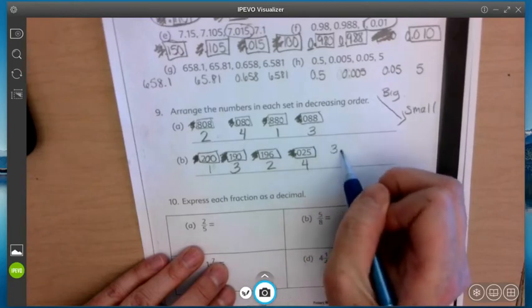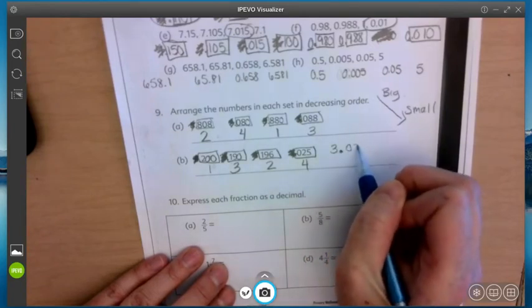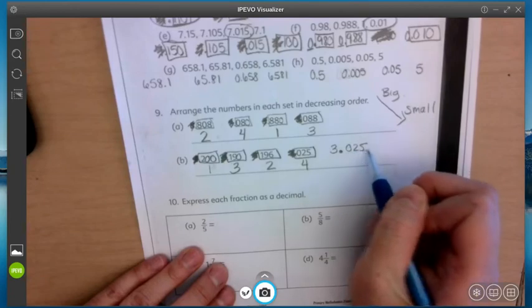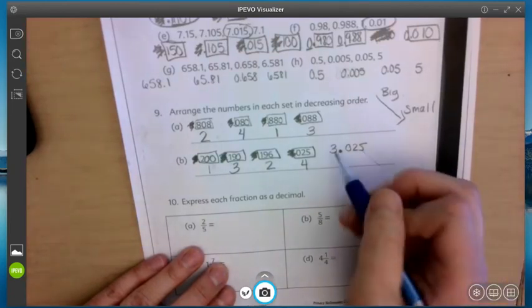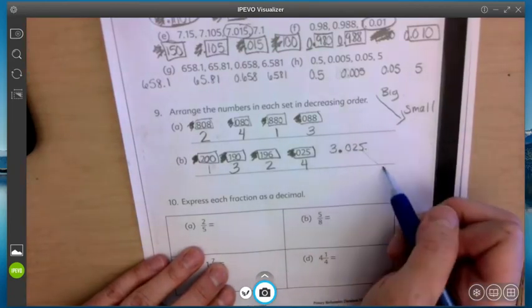Remember, it's 3 and then you say the number. This number is 25, and it ends in the thousandths place. So you say 3 and 25 thousandths.